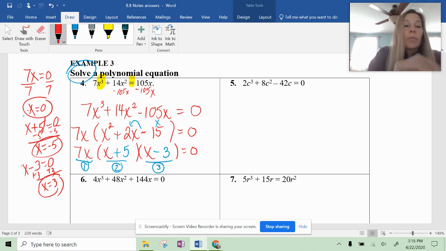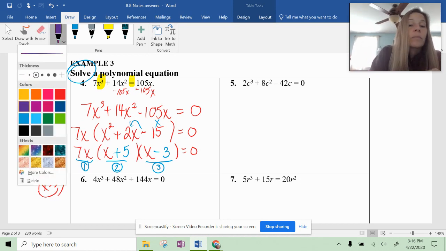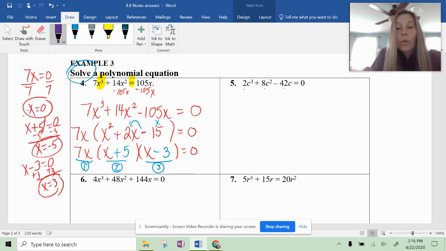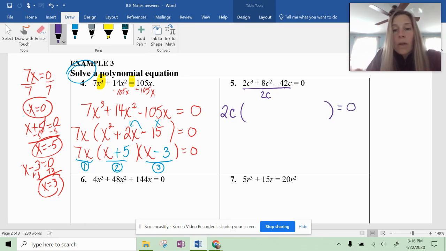All right, so if we take a look at number 5, this time it's already equal to 0, which is great. So we're going to start out by looking for a GCF. So 2, 8, and 42 are all divisible by 2. And they all have some version of a c, the smallest one being just that single c. So we're going to divide out a GCF of 2c. So 2c cubed divided by 2c just leaves you with c squared. 8c squared divided by 2c is going to be positive 4c.